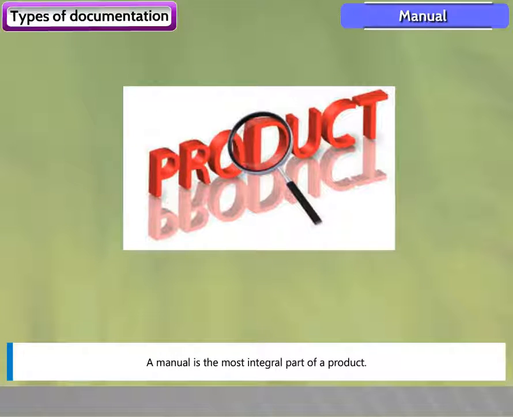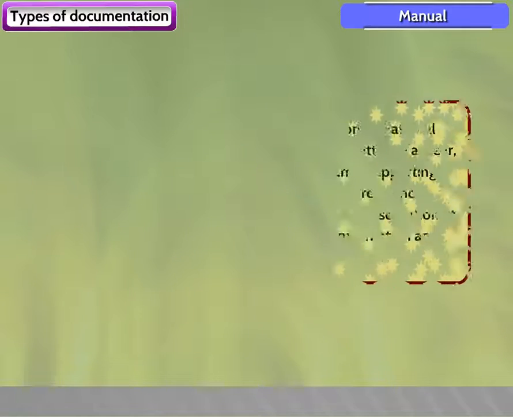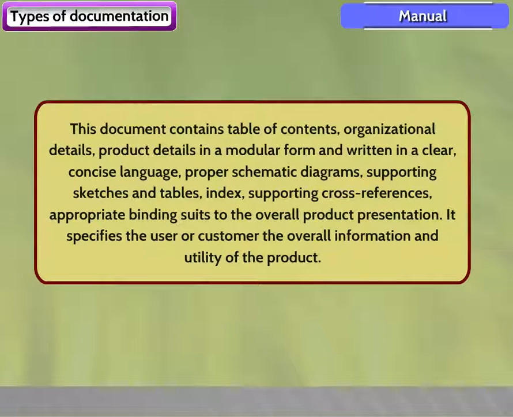A manual is the most integral part of a product. This document contains a table of contents, organizational details, product details in a modular form and written in clear, concise language, proper schematic diagrams, supporting sketches and tables, index, supporting cross-references, and appropriate binding that suits the overall product presentation. It specifies to the user or customer the overall information and utility of the product.